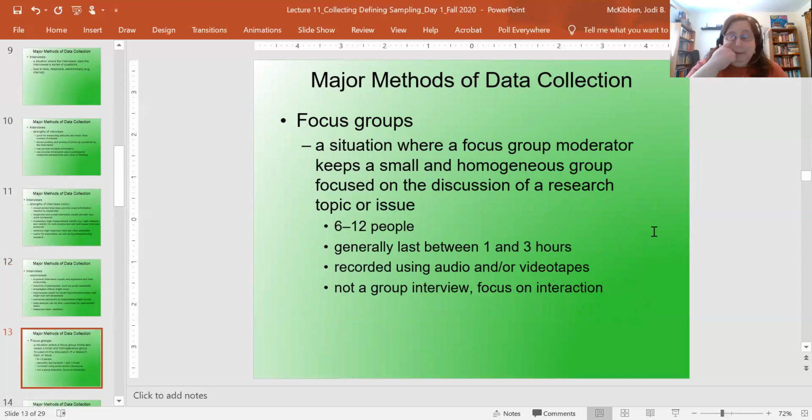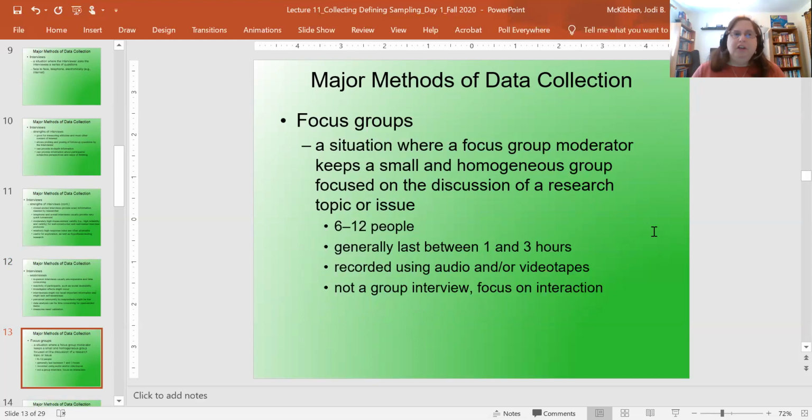Let's talk a little bit about focus groups. Focus groups are a situation where a focus group moderator keeps a small and similar structured group focused on the discussion of a research topic or issue. So in other words, the group typically has something in common. Usually it's 6 to 12 people. The focus group generally lasts from 1 to 3 hours. It's recorded using some fashion or other. Could just be audio, could be video as well. And it's not a group interview. You're focusing on interaction between people.